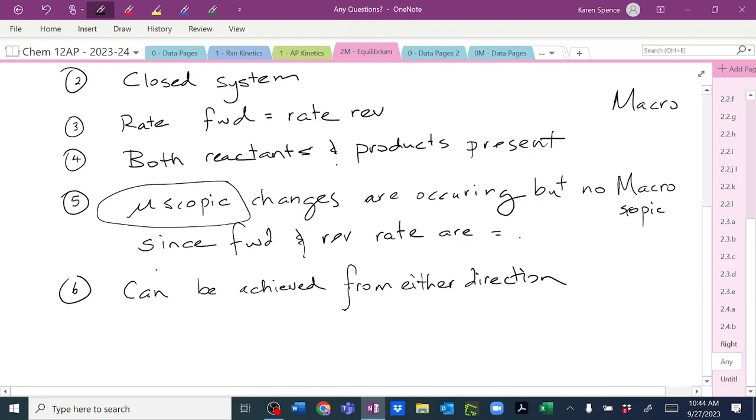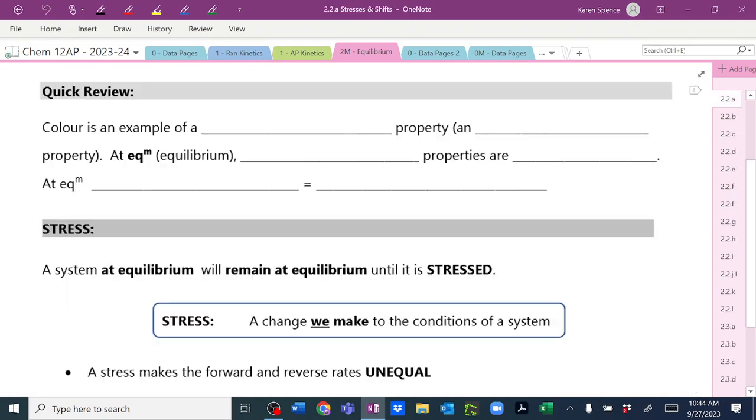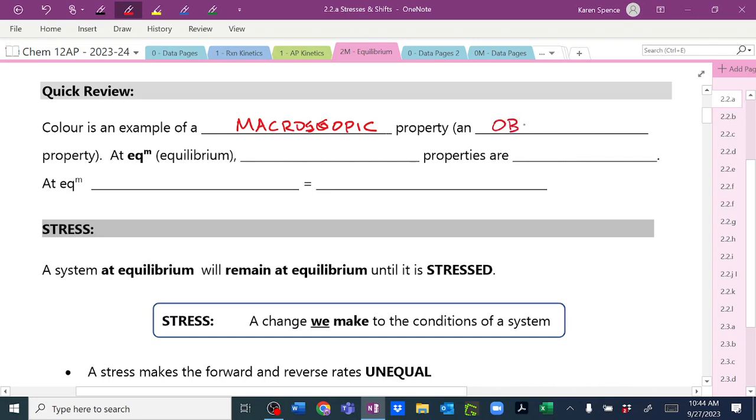So let us go to page 24. Quick review: color is an example of what type of property? Macroscopic. And macroscopic means that a property is observable.